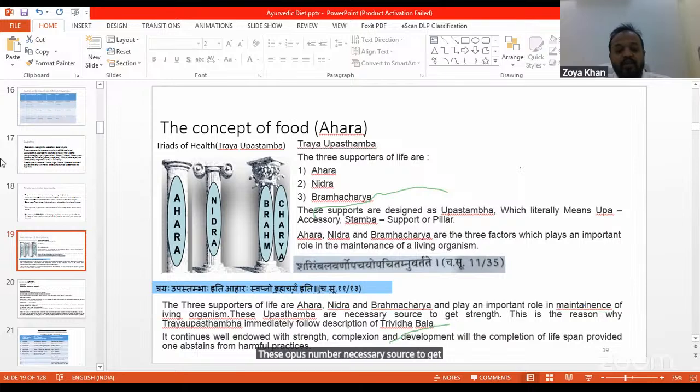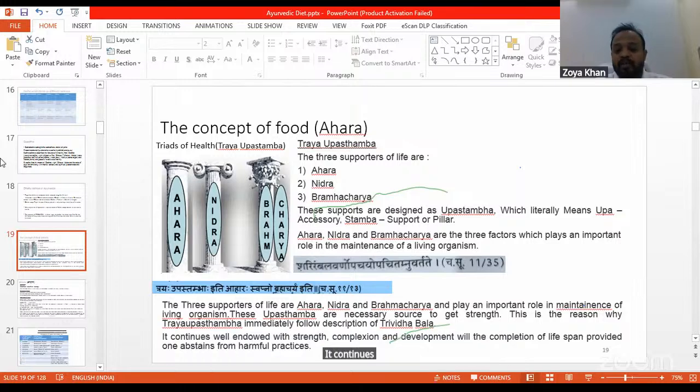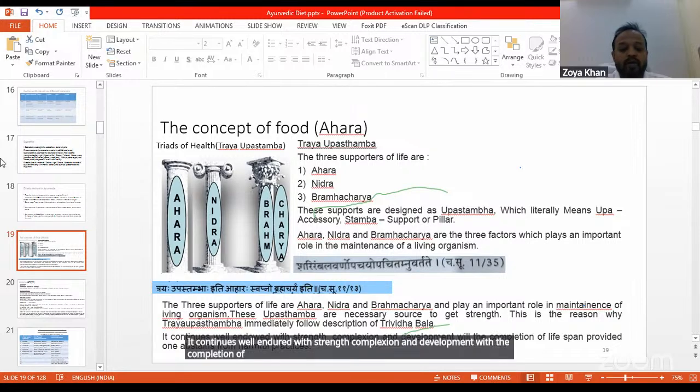This is the reason why Trayopastamba immediately follow description of Trivida Bala. It continues well endured with strength, complexion, and development with the completion of lifespan, provided one abstains from the harmful practices.